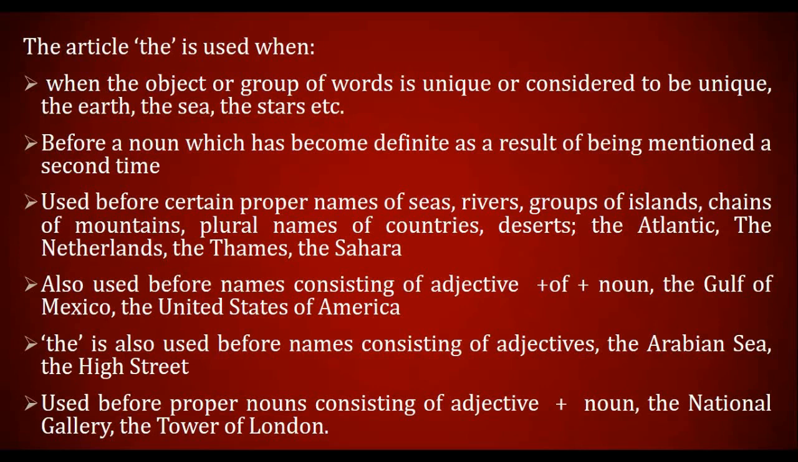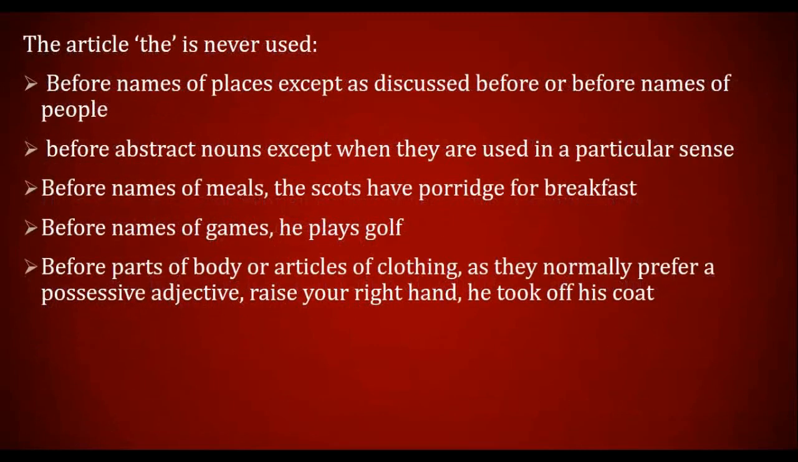"The" is also used before names consisting of adjective plus noun. For example, the Arabian Sea. Now, sea is the noun and Arabian is the adjective. That is why "the" is used: the Arabian Sea, the High Street, right? It is also used before proper nouns consisting of adjective plus noun. For instance, it is used with the National Gallery, the Tower of London, right? Now there are certain situations in which "the" is never used: before names of places, except for the places that I have already discussed. So "the Karachi," you're never going to say that.